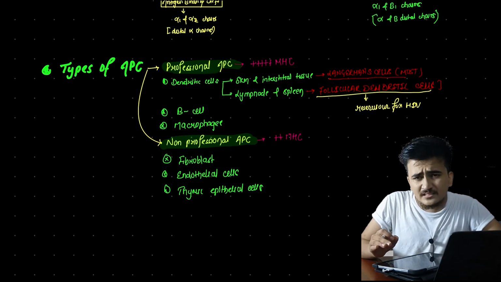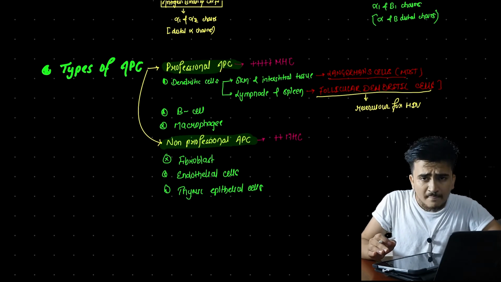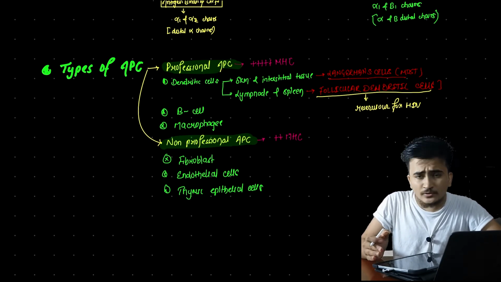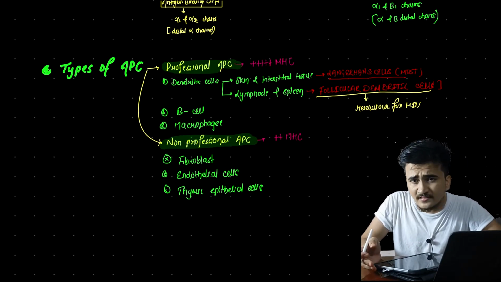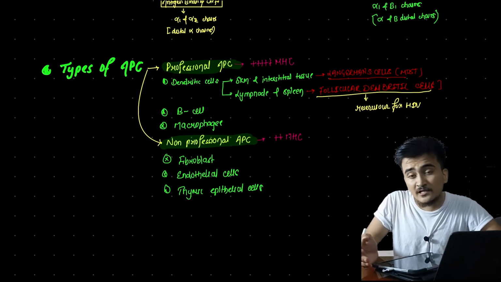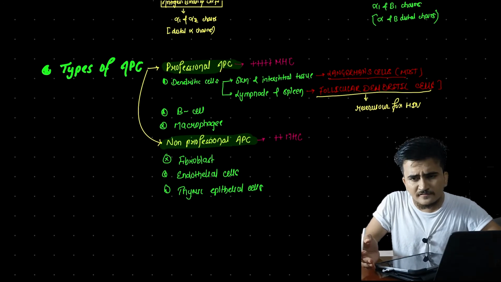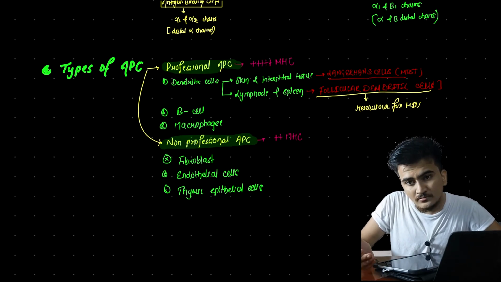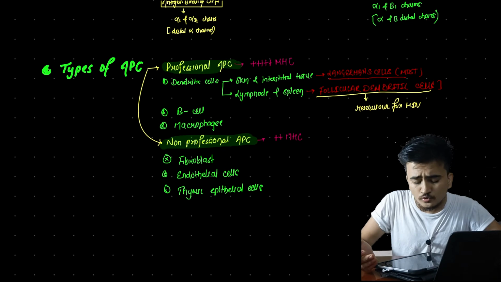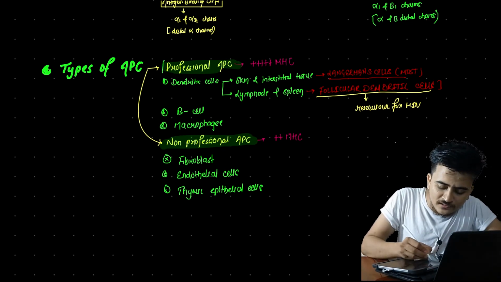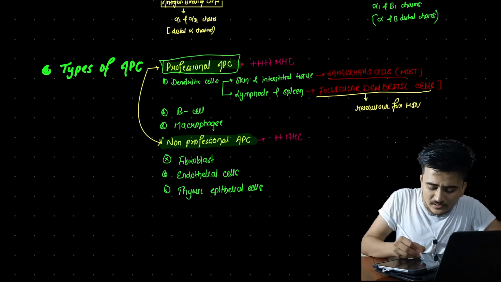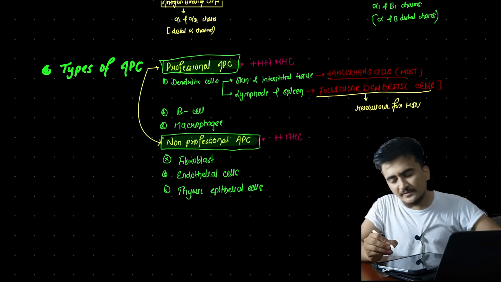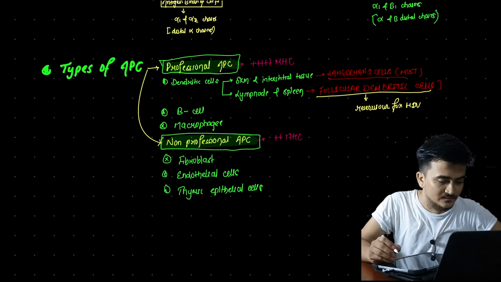Okay, we can understand with a basic concept here. Normally physicians are there to treat a patient, but in the case of an emergency, if a large number of patients are there and the physician can't look after each of them, then at that time physicians need to take help of other staff also. So the physicians are the professional APCs, whereas the others are the non-professional APCs. That is what the difference is.